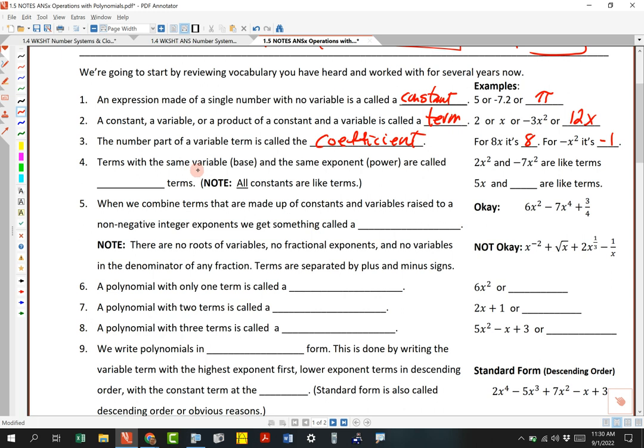Okay, terms with the same variable and the same exponent, or another way to say that is if they have the same base and they have the same power, okay, those are called blank terms. Brittany? Very good, like terms. So if I have 2x squared and negative 7x squared, those are going to be like terms. If I have a 5x, as long as it's got the same base, meaning same variable, and the same exponent, then I'm fine. So you can put any number you want on here. I could get really tricky and put a pi on there because that is a number. I'm just going to put a 3.